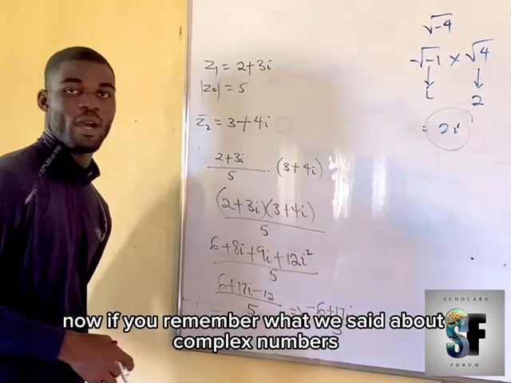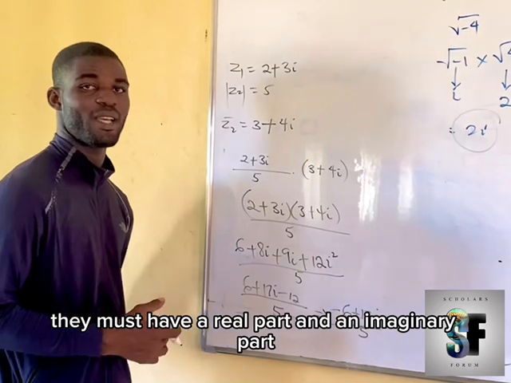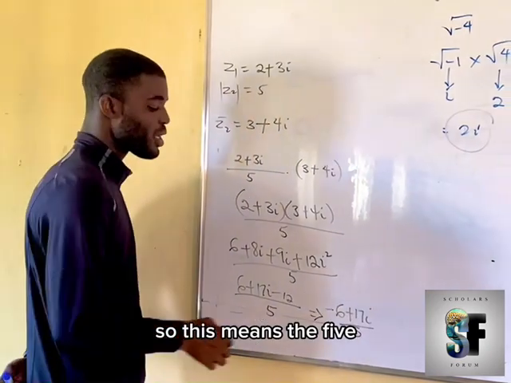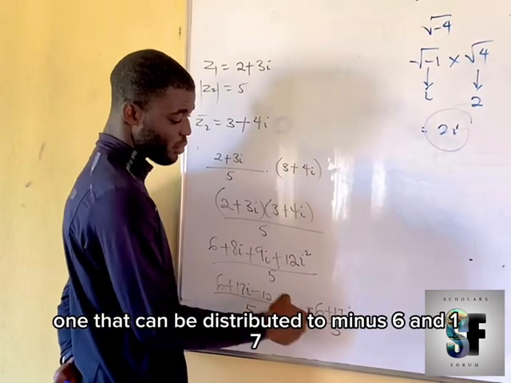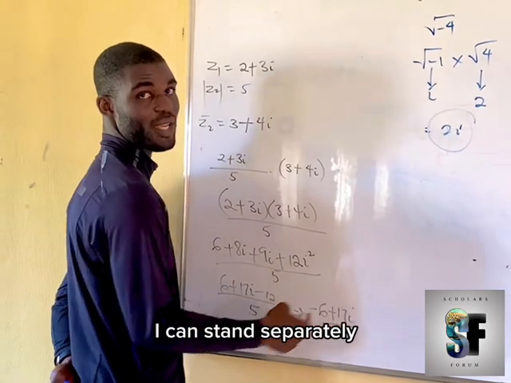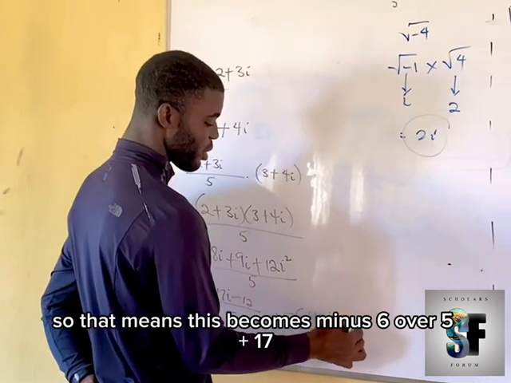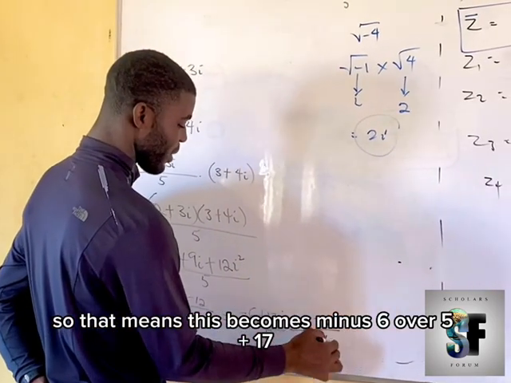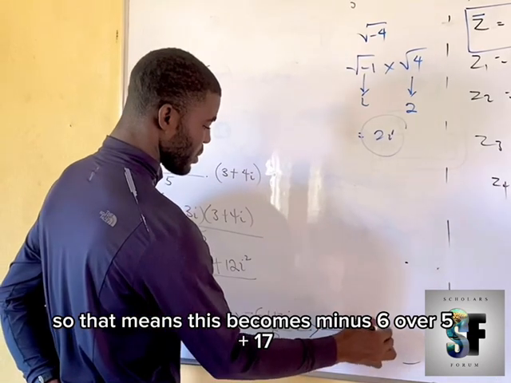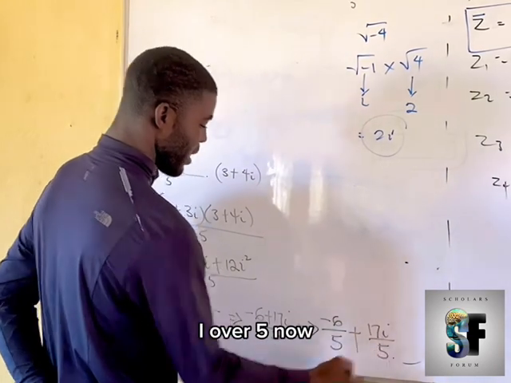Now, if you remember what we said about complex numbers, they must have a real part and an imaginary part. So this means the 5 can be distributed to minus 6 and 17i, so they can stand separately. That means this becomes minus 6 over 5 plus 17i over 5.